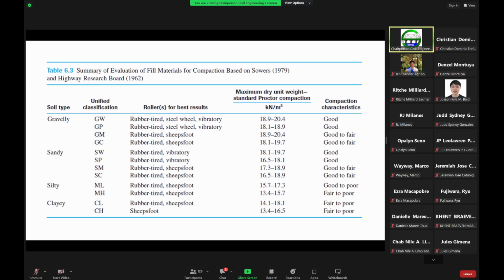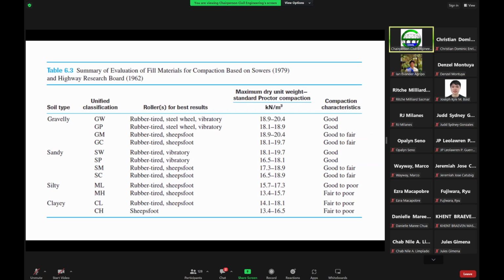Okay, so with these materials, when you compact them using these equipments, these are the maximum dry unit weights as determined from the standard Proctor compaction test for these materials, these values here. So that means if you are required by the client to achieve 90 to 95%, then using these equipments in the field, you must be able to achieve about 90 to 95% of these values as determined by the standard Proctor compaction test.